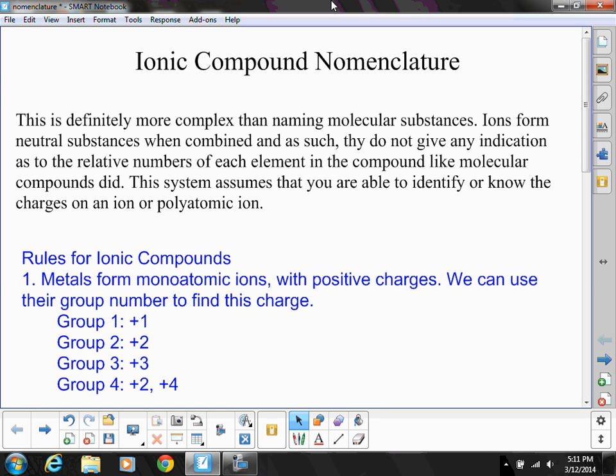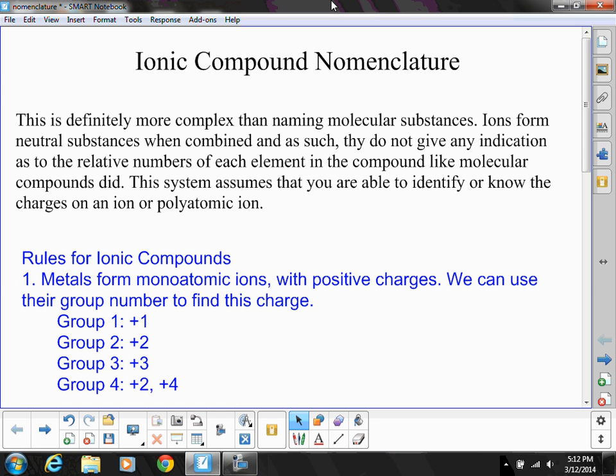So as far as ionic compound naming goes, this is definitely more complex than naming molecular substances. Ions form neutral substances when combined, and as such, they do not give any indication as to the relative numbers of each element in the compound like molecular compounds do. We're starting with ionic compounds. In the past, I've started with molecular compounds. That's why it's kind of referring to that.